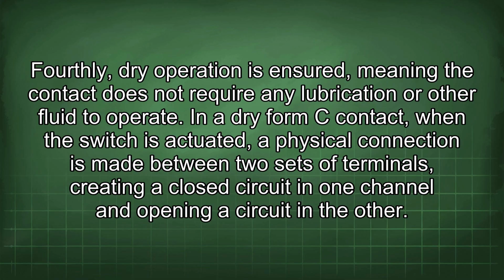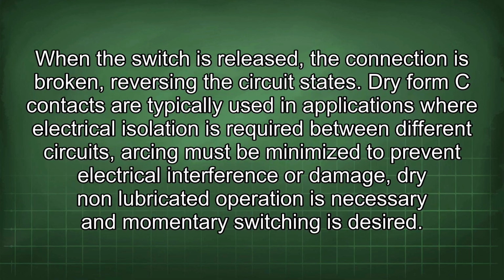In a dry form C contact, when the switch is actuated, a physical connection is made between two sets of terminals, creating a closed circuit in one channel and opening a circuit in the other. When the switch is released, the connection is broken, reversing the circuit states.